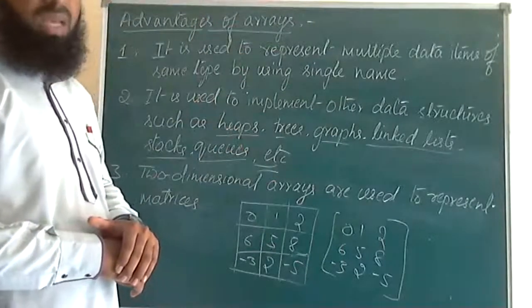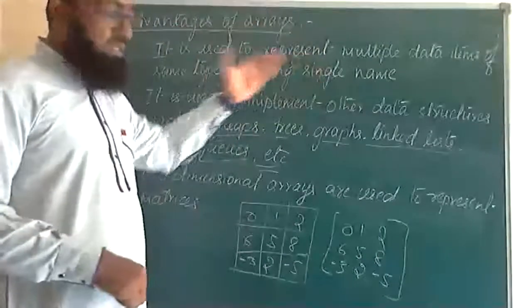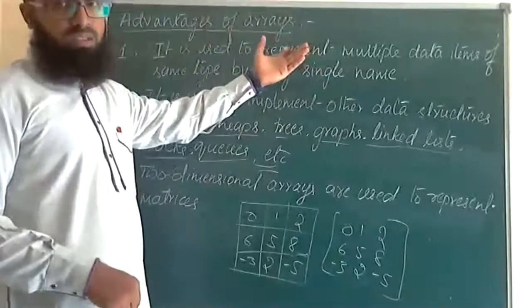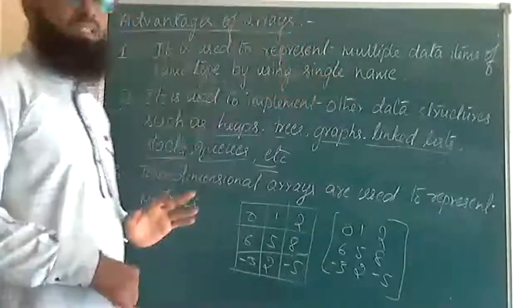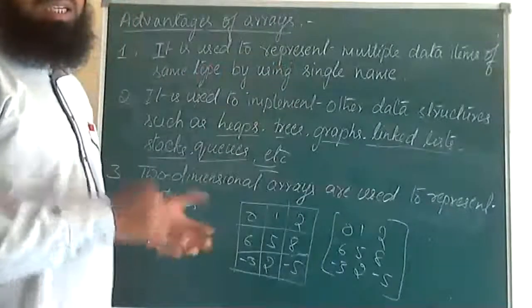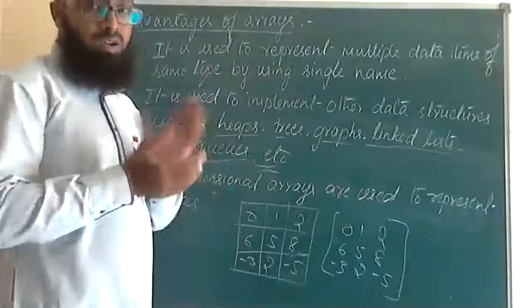This would be the best example for representing the same item, the same things, but multiple things by giving just a single name. Then it is also used to implement data structures such as trees, graphs, heaps, stacks, queues, linked lists, all these things.